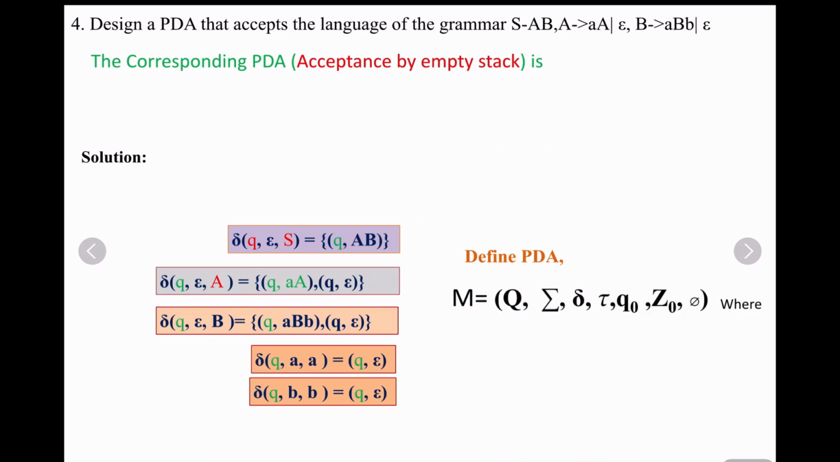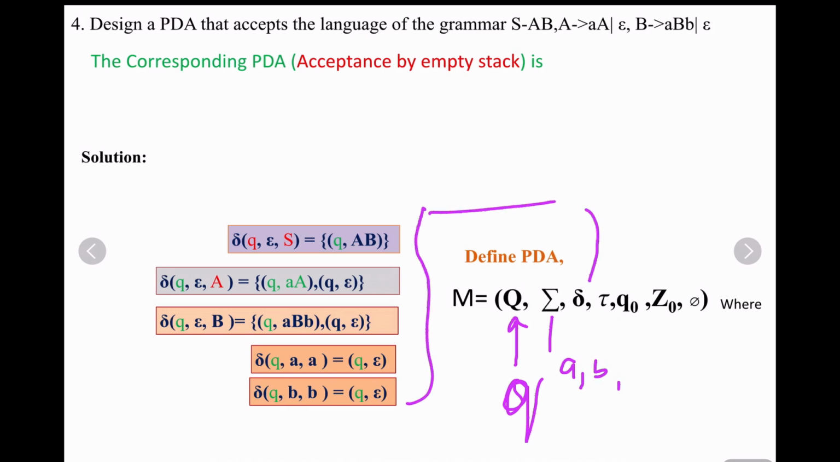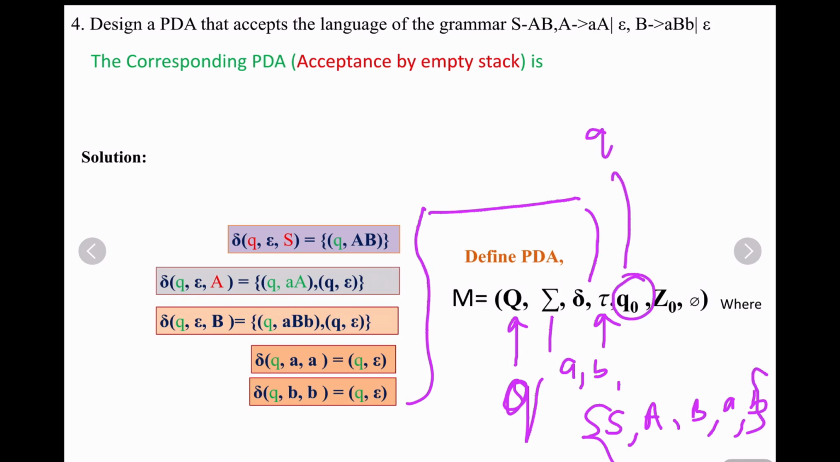So there, define M. In this case, as usual, the only state is Q. The input alphabet is only a comma b. Then the stack alphabet is S, A, B, and small a and b. These are the stack alphabets. Q naught is Q and Z naught is S. There is no final state.